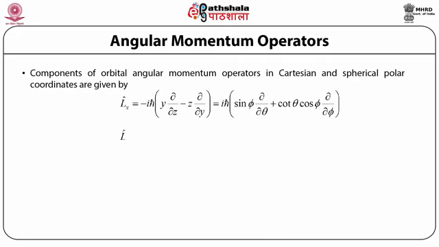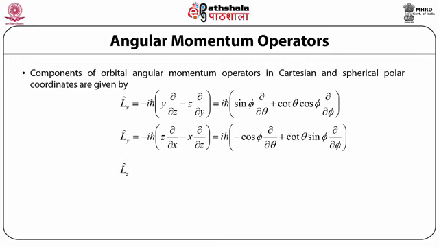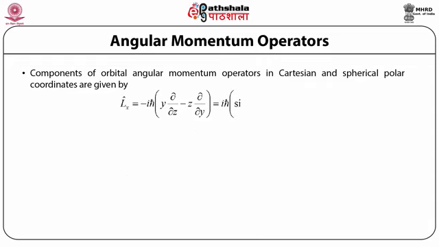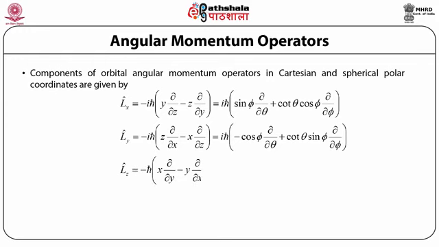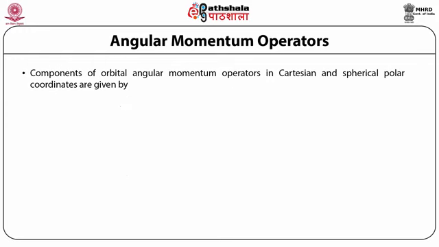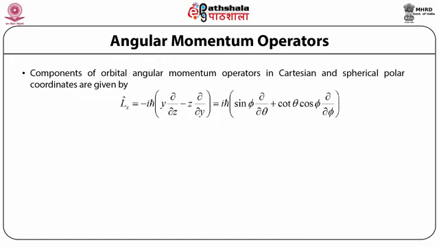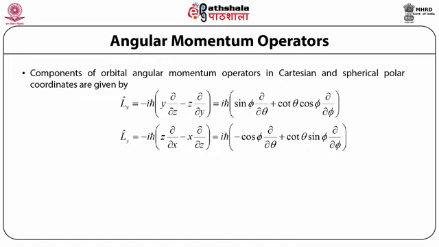And the z component of the orbital angular momentum operator, operator Lz, is equal to minus i h cross times x times partial differentiation with respect to y minus y times partial differentiation with respect to x. This is the representation in the Cartesian coordinate system, and operator Lz is equal to minus i h cross times partial differentiation with respect to phi.